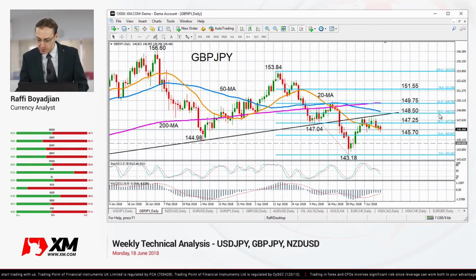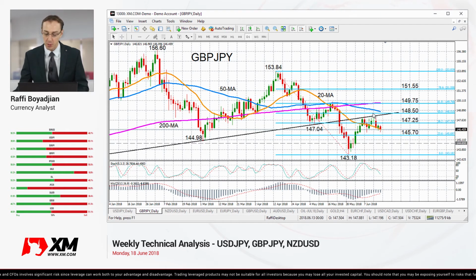A break above that level and a break above the ascending trend line, we could then see strong resistance coming from the 50% Fibonacci retracement at around 148.50, and also the 50-day moving average at around 148.70. If prices were to successfully break above that strong resistance area, we could then see the next target being the 61.8% Fibonacci at 149.75.